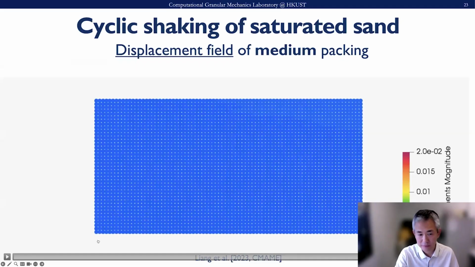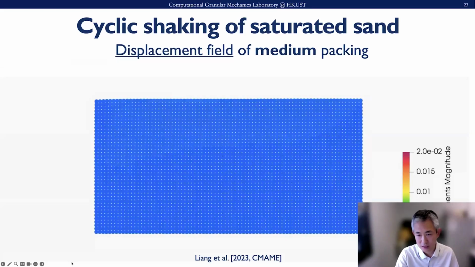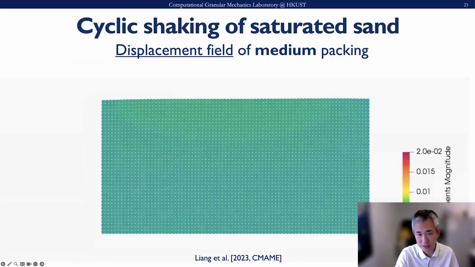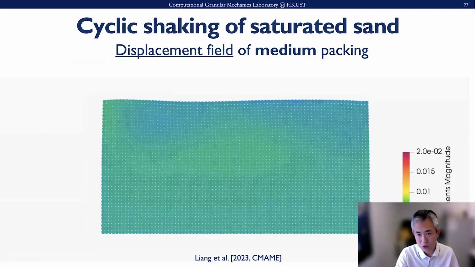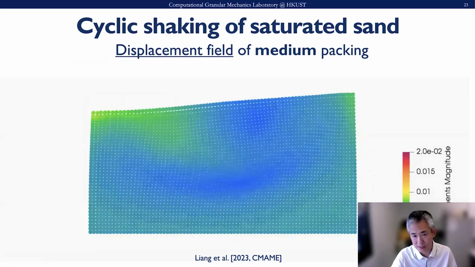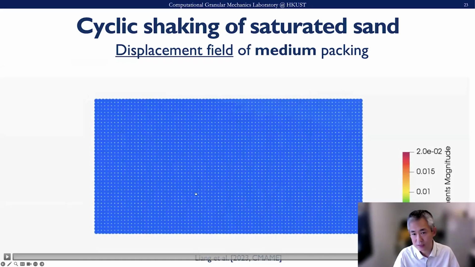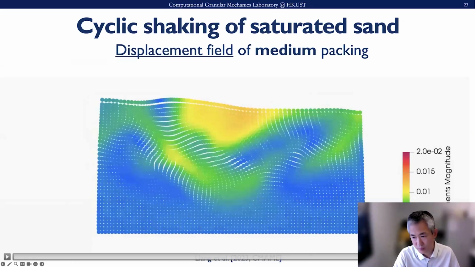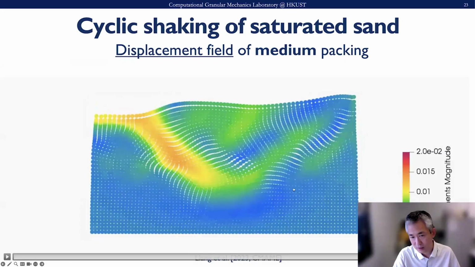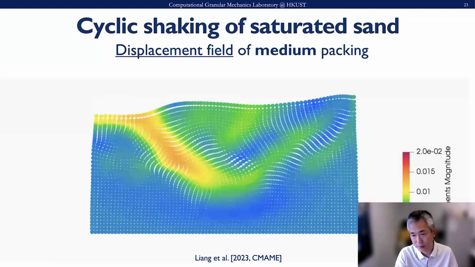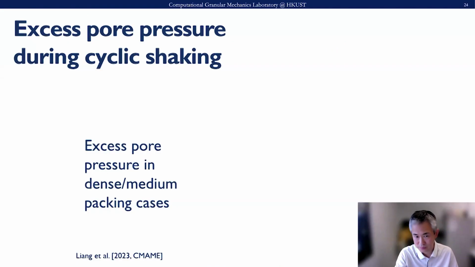But for the medium dense case, if you look at the response, here is the displacement when we shear it. Initially the displacement is relatively uniform, but due to the unsymmetric buildup of excess pore pressure in the medium packing case, after a certain amount of cyclic loading you can really find that the final deformation builds up, and you form this permanent deformation. This gives us the so-called cyclic liquefaction case here.